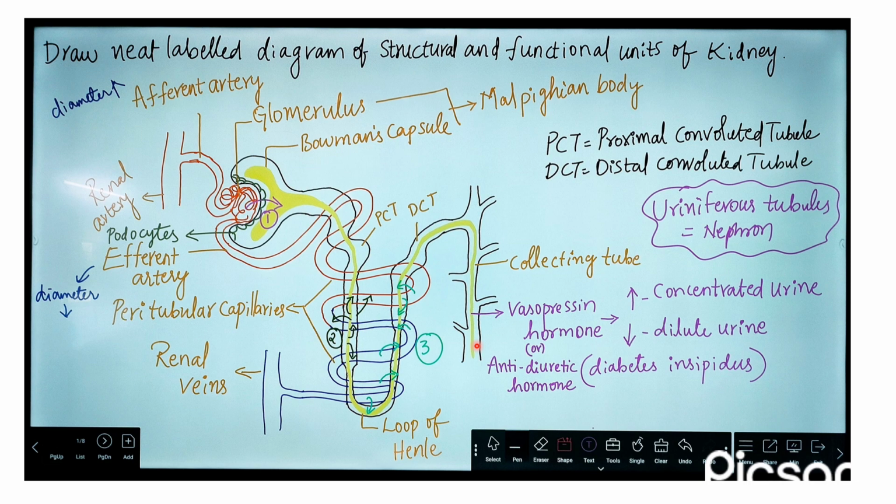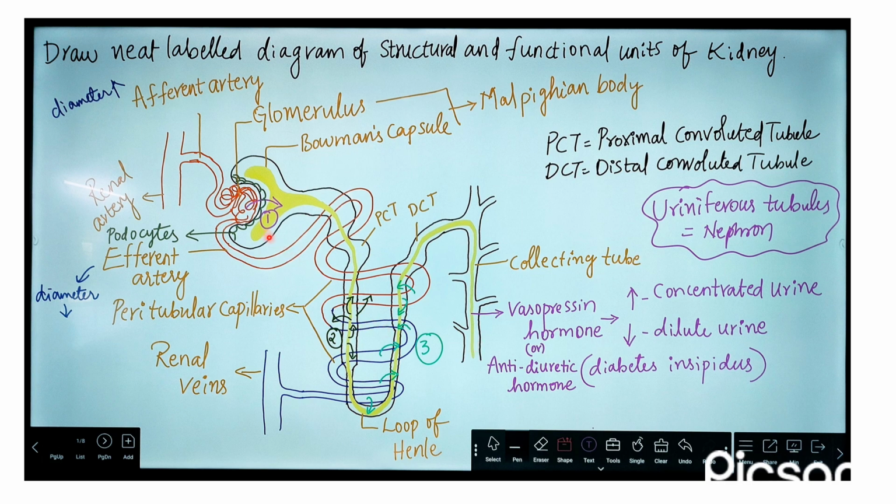Collecting tube from each nephron collects the urine and finally comes out of the kidney as ureter. Ureter passes this urine into the urinary bladder where the urine is stored temporarily for some time before we excrete it outside. So, during the formation of urine, there are 3 steps.